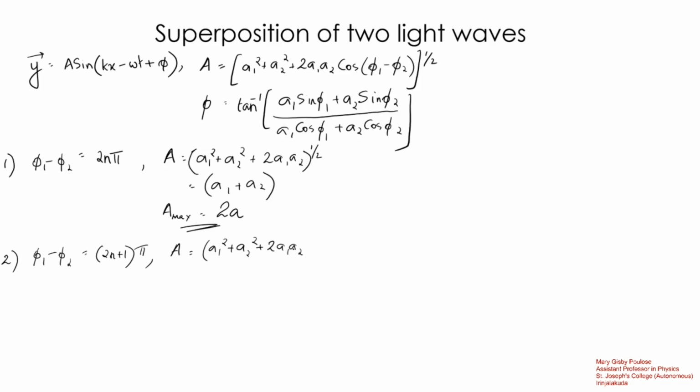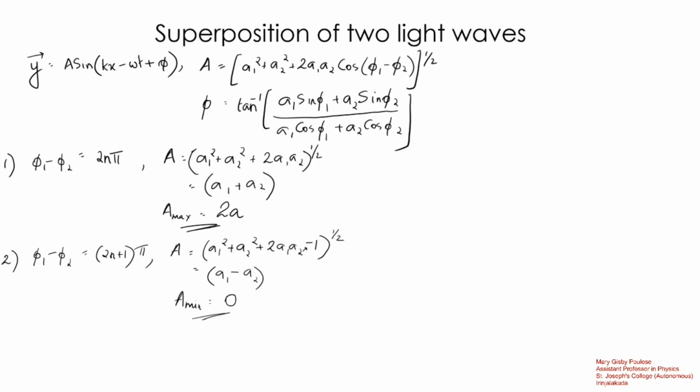So I have into minus 1, right? Generally, I have this term into minus 1 whole raised to 1 by 2. And this is a1 minus a2 the whole square raised to 1 by 2. It cancels out and I get a1 minus a2. Now if a1 is equal to a2 is equal to a, I get the least possible value for amplitude, that is 0. And this condition is called the destructive interference of light.